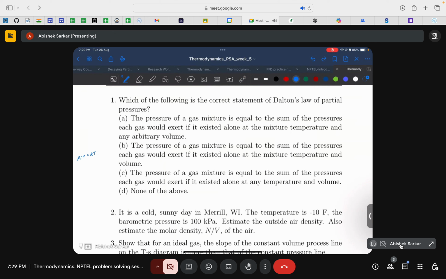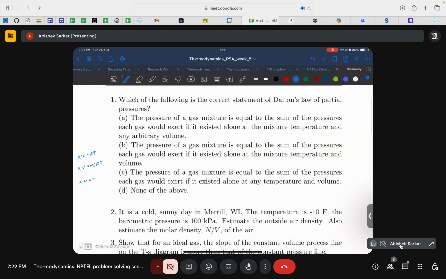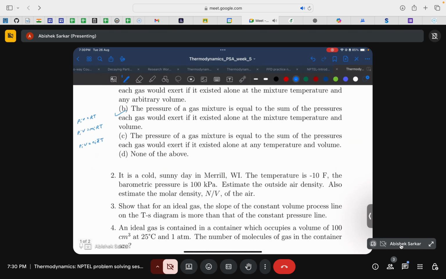So yeah, or something like P_i V is equal to m_i R T, or P_i V is equal to N_i R-bar T. So B is the correct option. So let's look into the next question.